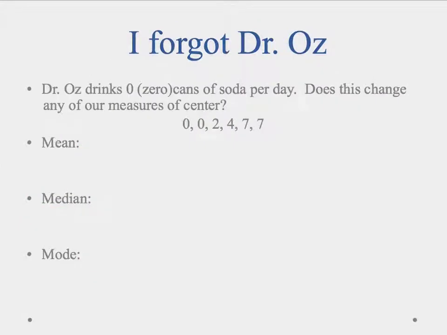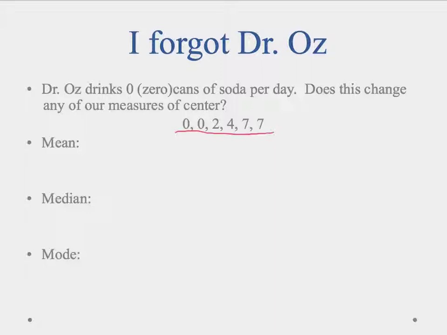Now, let's say I forgot someone. I forgot Dr. Oz, and Dr. Oz drinks no cans of soda per day. So how does this change any of our measures of center? Well, I've added in 0 as a data point. So this is my data point set.